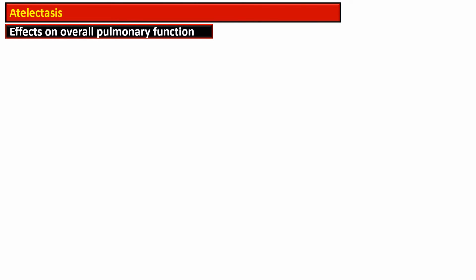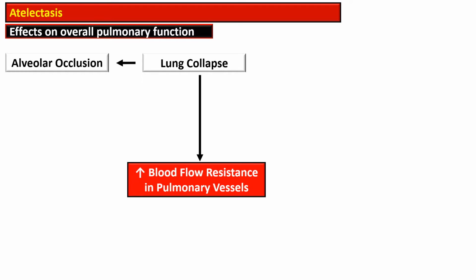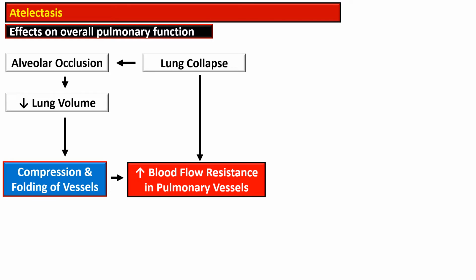Now, what are the effects of this atelectasis on overall pulmonary function? The lung collapse will result in alveolar occlusion, as well as there is increased blood flow resistance in the pulmonary vessels. Partly, the alveolar occlusion will lead to decreased lung volume, and this decreased lung volume will compress, and there is folding of the vessels that will cause the increased blood flow resistance in the pulmonary vessels.